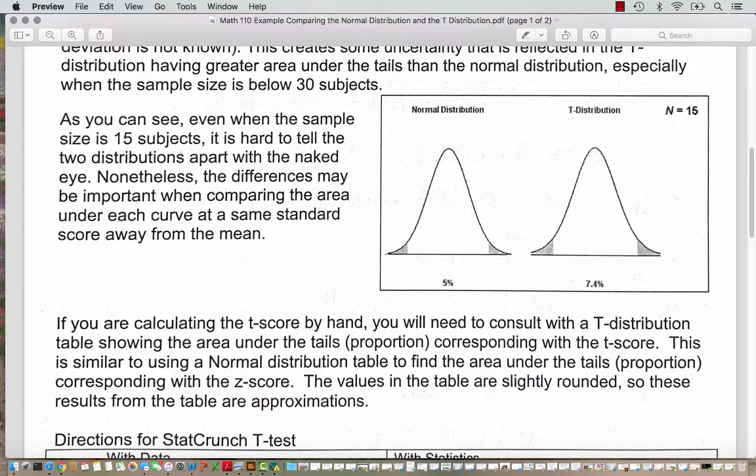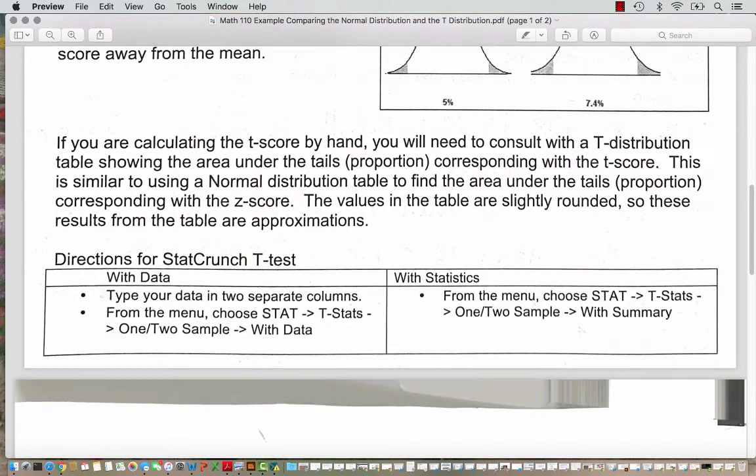So if you are calculating the t-score by hand, you'll need to consult a t-distribution table showing the area under the tails, or the proportion corresponding with the t-score. This is similar to using the normal distribution table to find the area under the tails corresponding with the z-score. So if we were taking our class 20 years ago, you'd have two sets of tables, one for the normal distribution and one for the t-distribution. The values in the table are slightly rounded, so these results from the table are approximations.